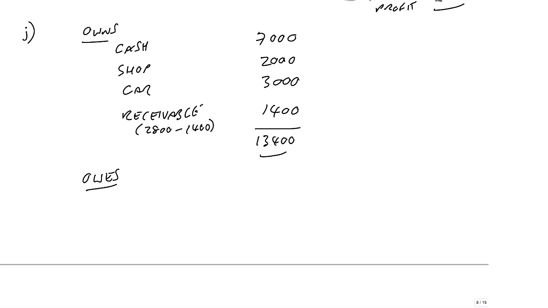What do we owe? Well, there's no more profit or anything, so the owner stays the same. The original capital is that original 10,000. In addition, the owner is owed the profit of, was it 2,000? Yes.